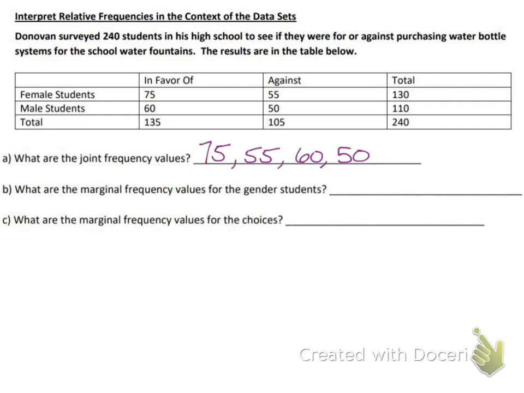So our joint frequency values are found in the middle of the table. 75, 55, 60, and 50. Marginal frequency values for gender, we're going to want to find gender and go straight across. So we have 130 and 110. Marginal frequency values for choices, again, find choices, go straight across. So we have 135 and 105 there.